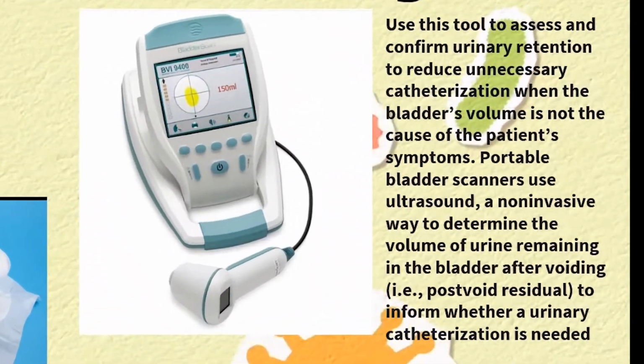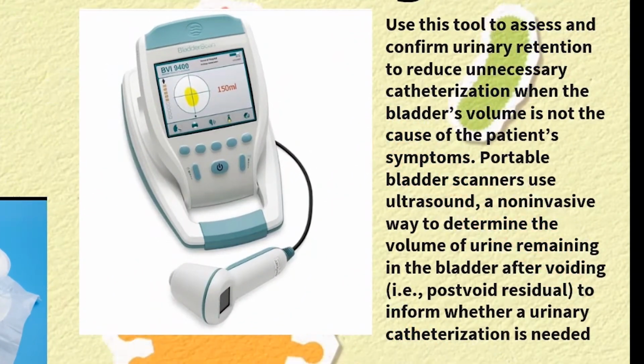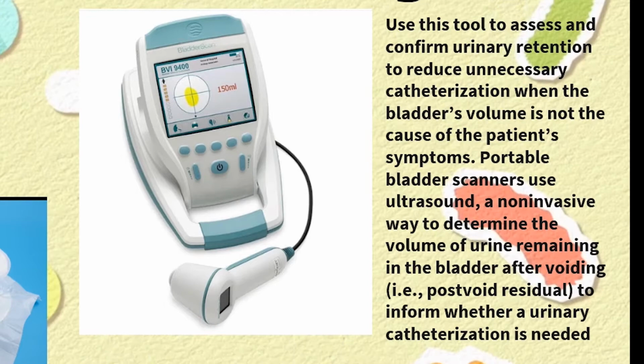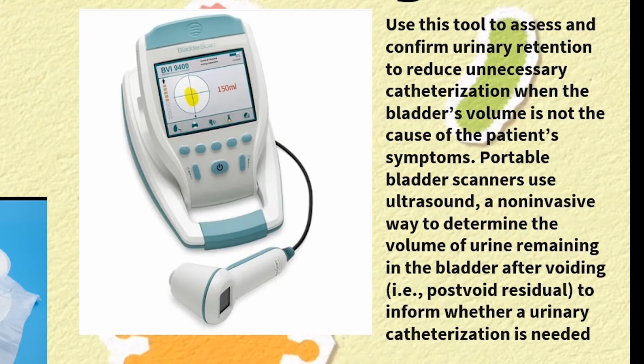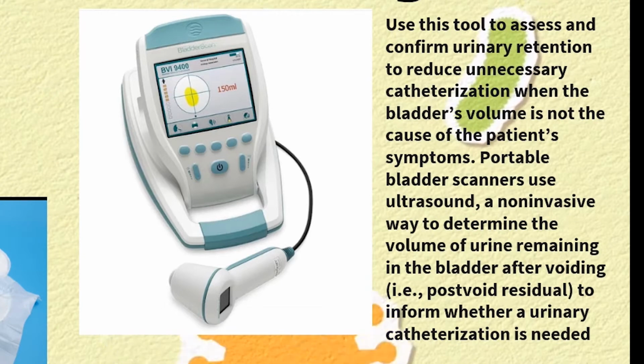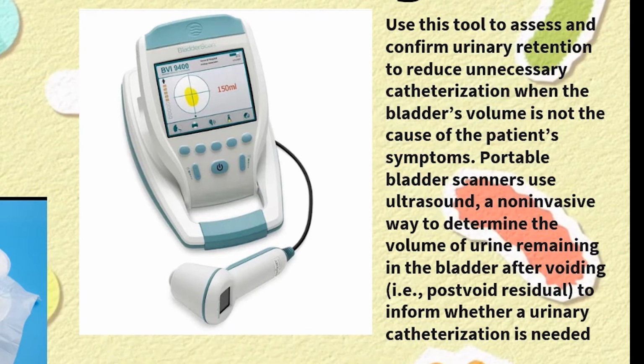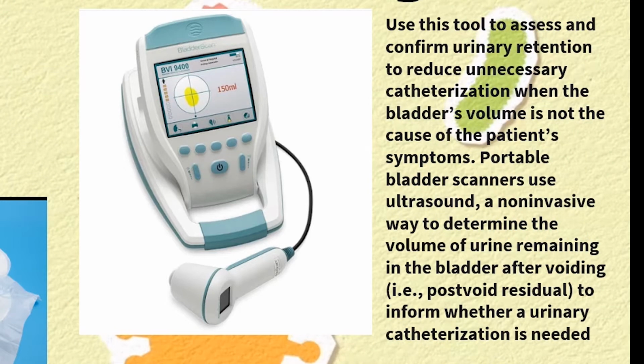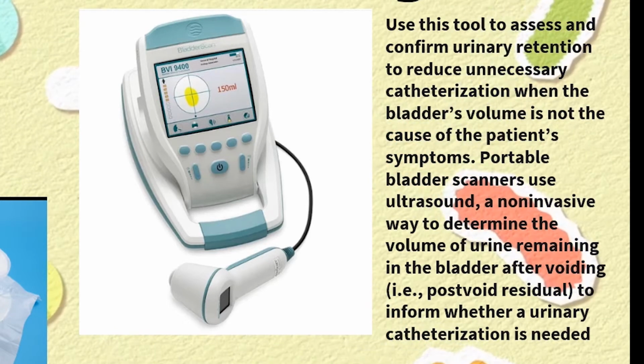The portable bladder scanner can also be used to assess and confirm urinary retention to reduce unnecessary catheterization. It is a non-invasive way to determine the volume of urine remaining in the bladder after voiding to inform whether a urinary catheter is needed.